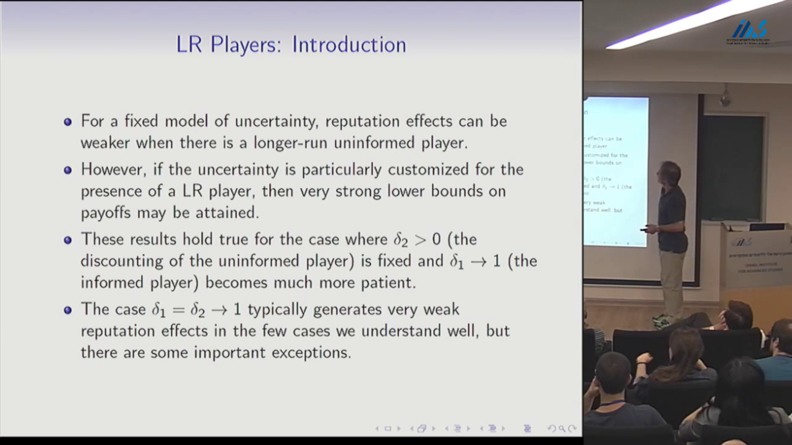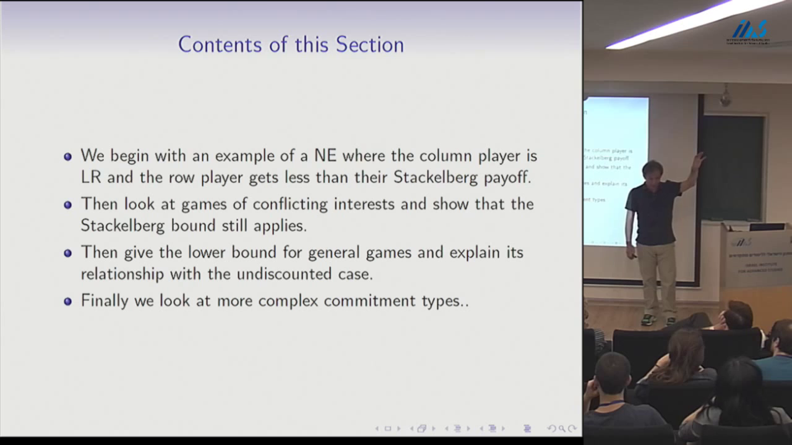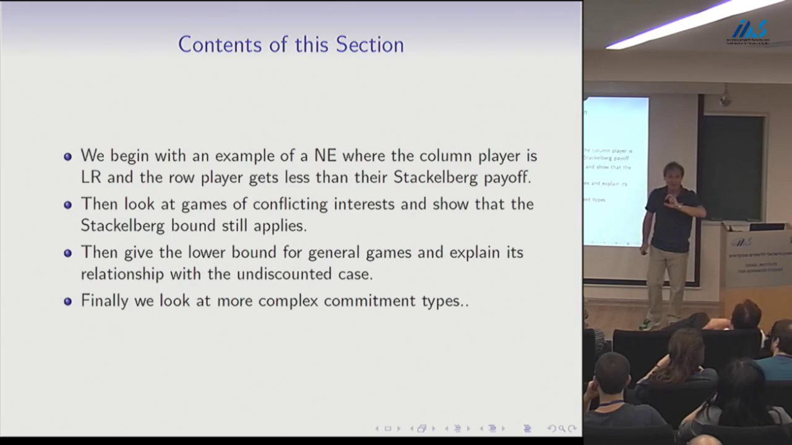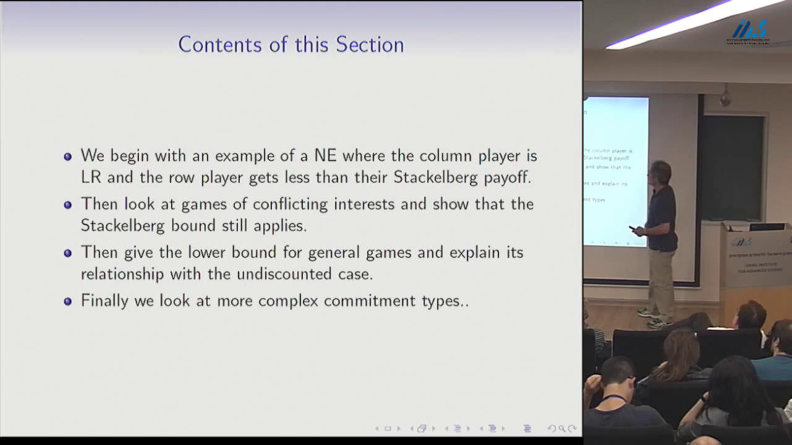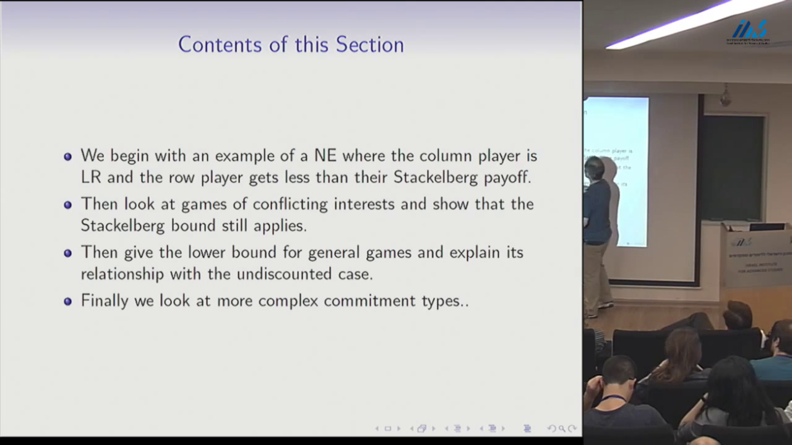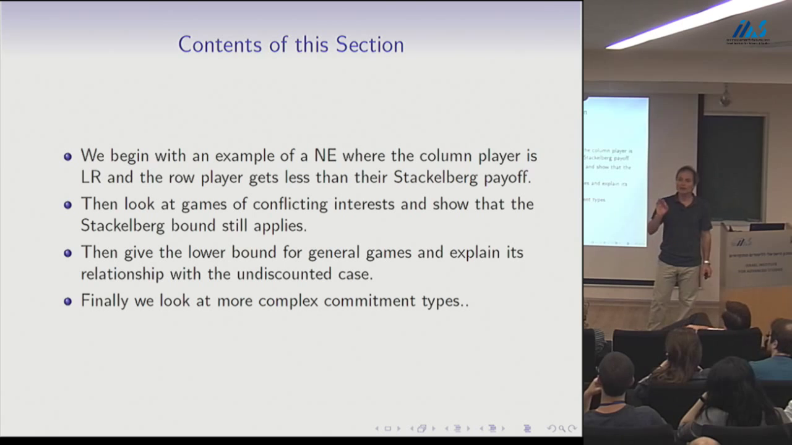Okay, so onward. We're going to start with an example of a large discount factor of the informed player and a small discount factor of the uninformed player. And we're going to give an example where reputation payoffs are lower. And then we're going to look at a result from Klaus Schmidt, which shows a particular class of games, which are called games of conflicting interest, where the actual reputation bound is exactly the same as when we have patient long-run players.